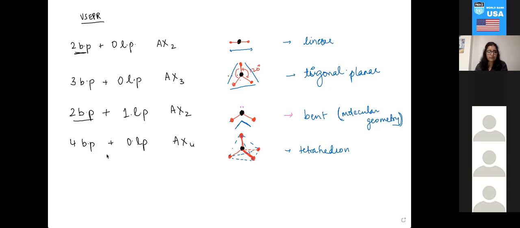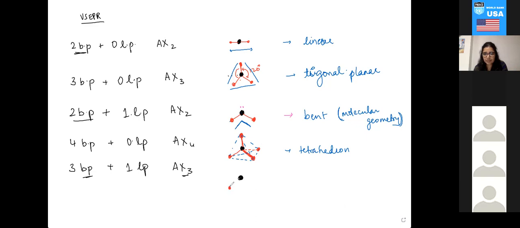Now there are 4 pairs of electrons, but this time only 3 of them are bond pairs and 1 is a lone pair. So the formula is AX3 because there are only 3 bond pairs. What will be the shape of the molecule? The electron geometry is going to be tetrahedral only, but one of them is a lone pair, so one bond will not be there. So what is the shape of the molecule? Trigonal pyramidal, yes.